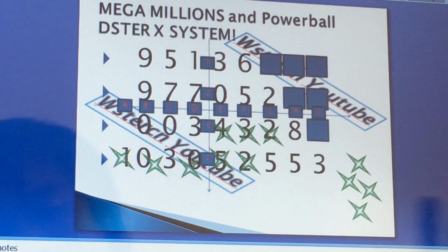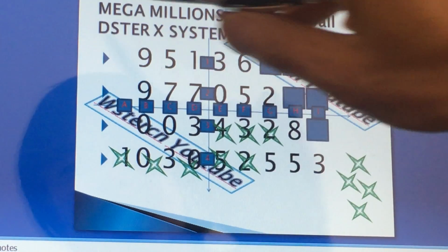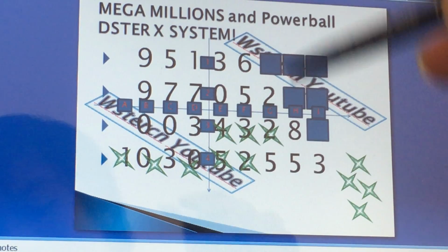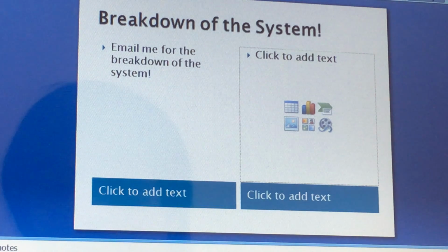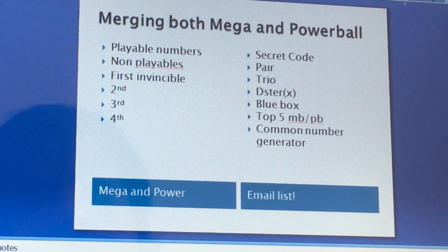Remember, if I have to fuse the winning numbers together, fuse the 2 systems together, you have to find the common denominator. The common denominators between the 2 games are playable numbers, non-playable numbers, and then find the code and the pair using the common denominator, and also the trio. Then play the same numbers again. Also, finding the Powerball numbers is a key to winning, finding the common denominator for both Powerball numbers. These are the common denominators we're trying to find: playable numbers, non-playable numbers, first Invincible, second, third, fourth, secret code, pair, trio, Dster, blue box, and the top 5 common denominators for both games. So if it doesn't come out for one game, certainly it will come out for the other game.